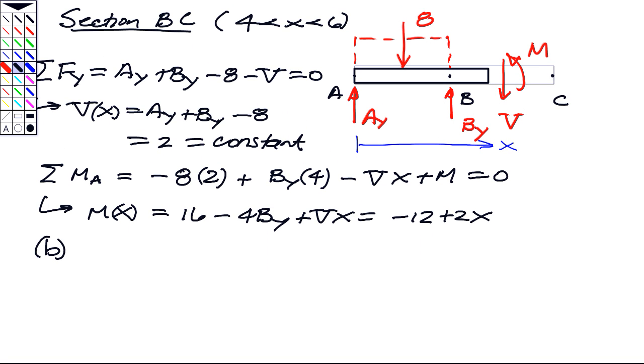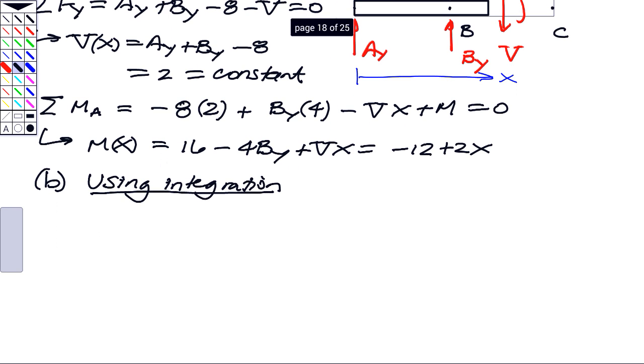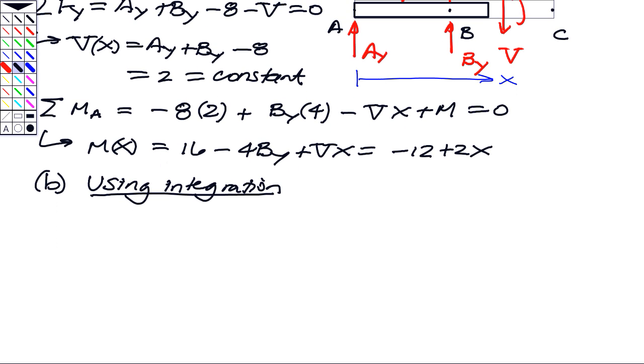I'm going to do the same thing by integration. Note that the graphical approach is based on the integration idea, but here we're actually going to do the integrations rather than just using it as a guide for constructing V and M. So section AB, again, this is for values of x between 0 and, let me make sure I got this right, between 0 and 4.